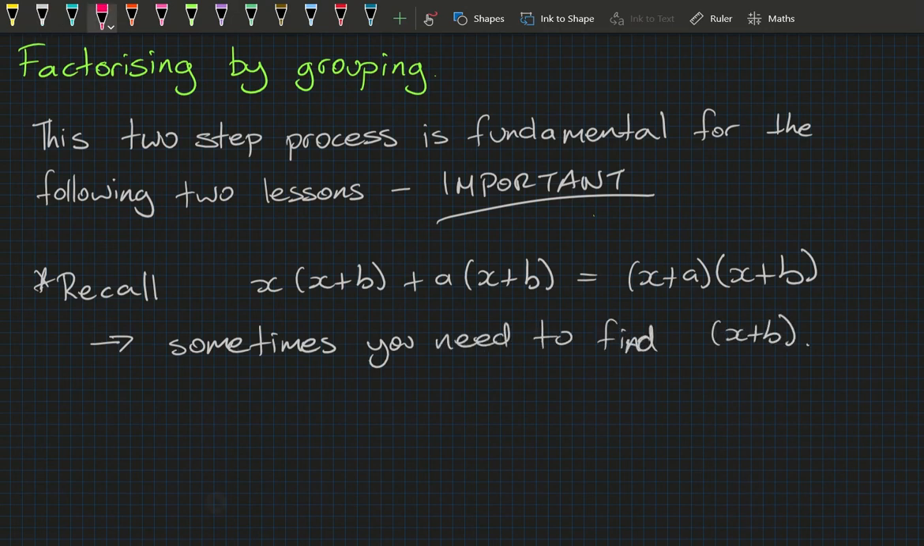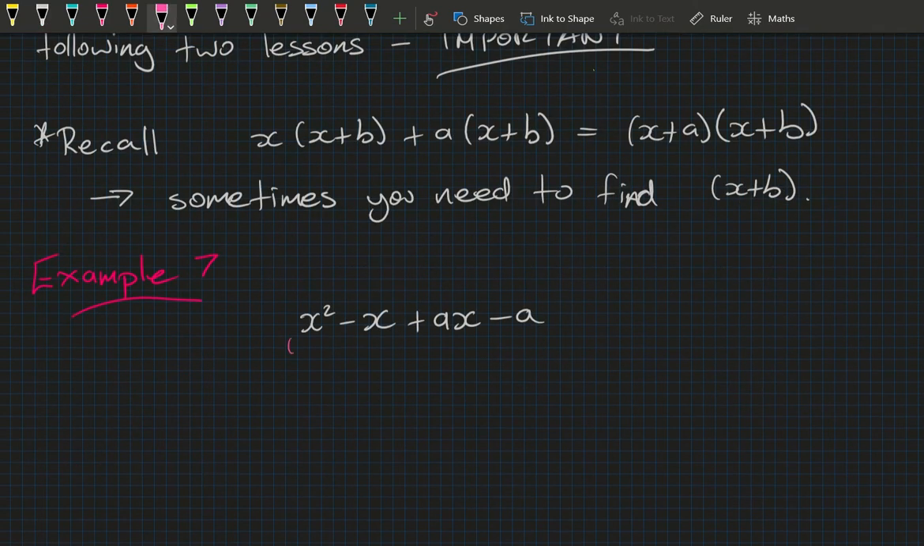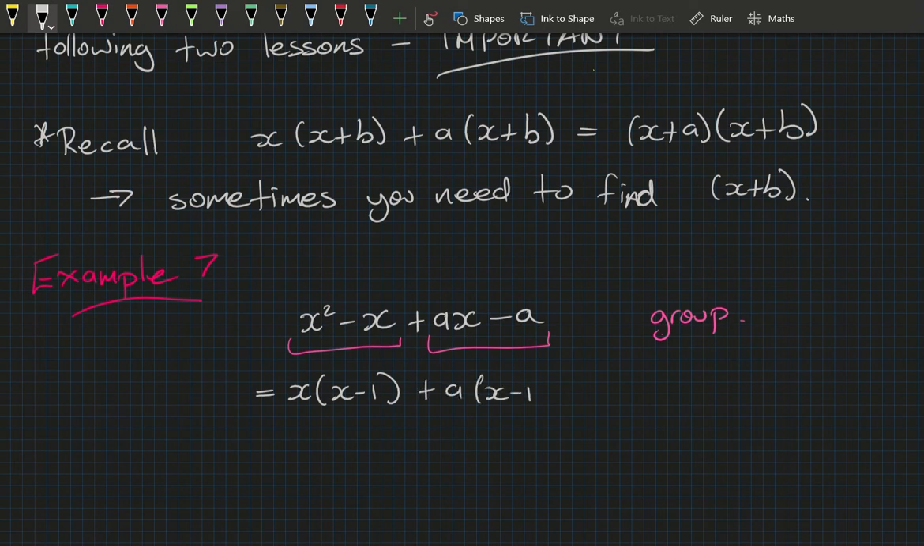So let's see an example like that with example 7, where the expression we start with is x squared minus x plus ax minus a. So the first thing we do is group these, and then we can find a common factor in each group. So the one on the left has x, so that leaves us with x times x minus 1. And the one on the right has a common factor of a, so we've got a times x minus 1. And that's just by finding common factors in each group.